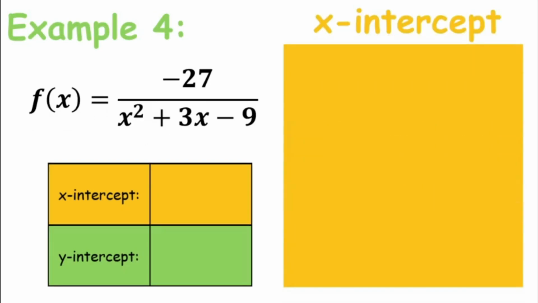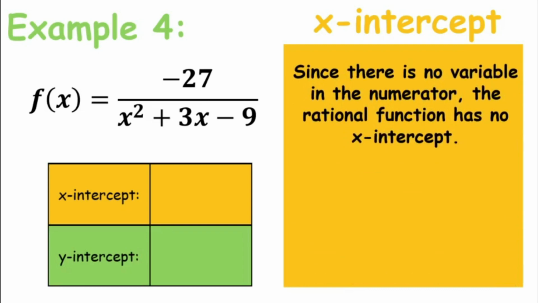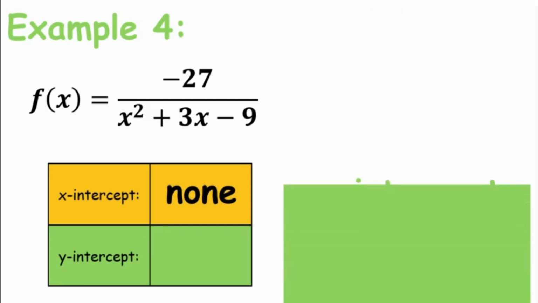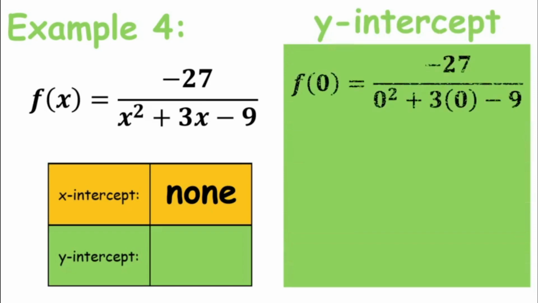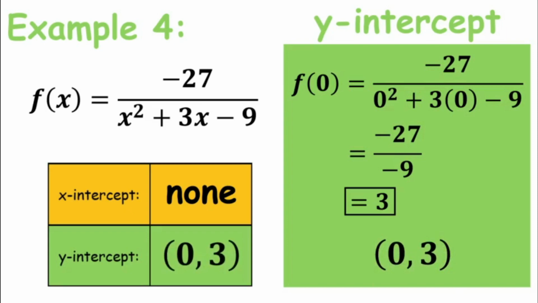Example 4. For the x-intercept, since the numerator has no variable, we can say that the rational function has no x-intercept. For the y-intercept, we have f of 0 is equal to negative 27 all over 0 squared plus 3 times 0 minus 9, which is equal to negative 27 over negative 9, which can be simplified to 3. So the y-intercept is (0, 3).